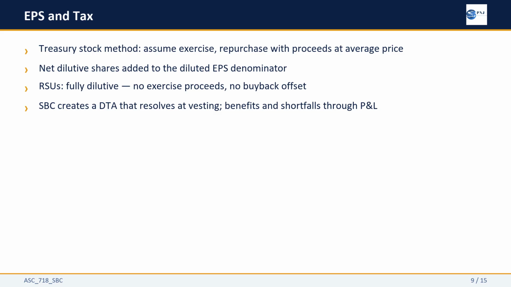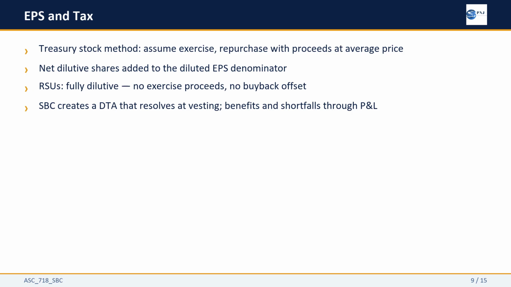In-the-money options and unvested RSUs are dilutive securities that reduce diluted EPS. The Treasury stock method calculates the net dilutive effect for options. Assume exercise, generate proceeds, repurchase shares at the average market price, net the difference. RSUs are simply fully dilutive. No exercise price means no buyback, so every RSU share counts.